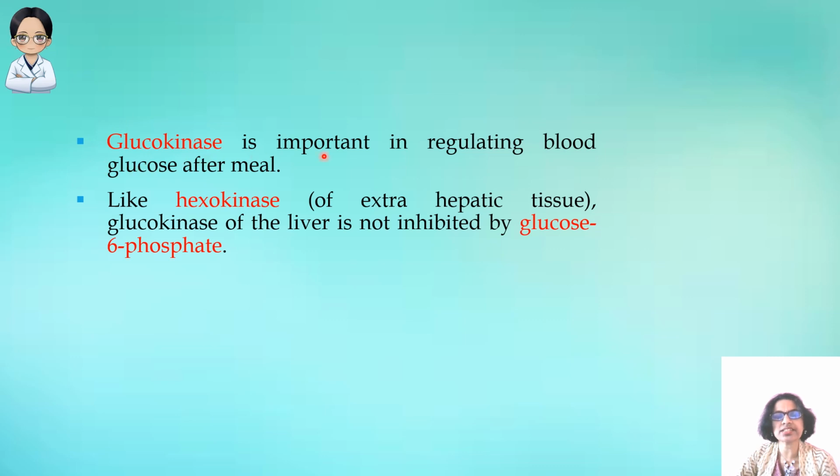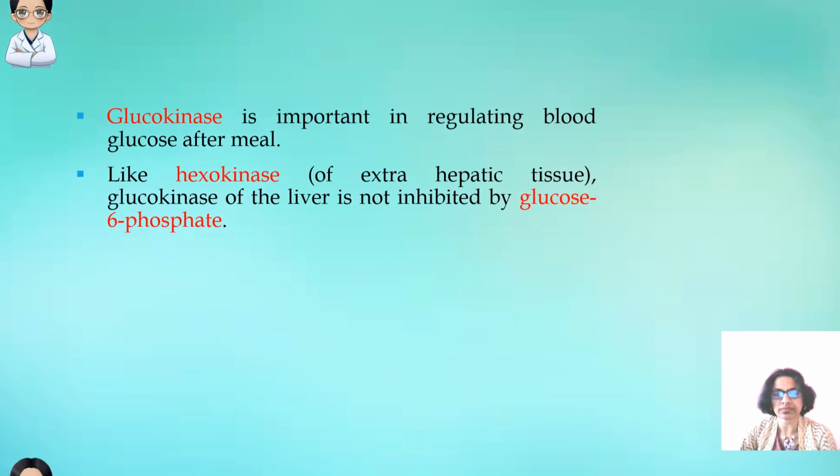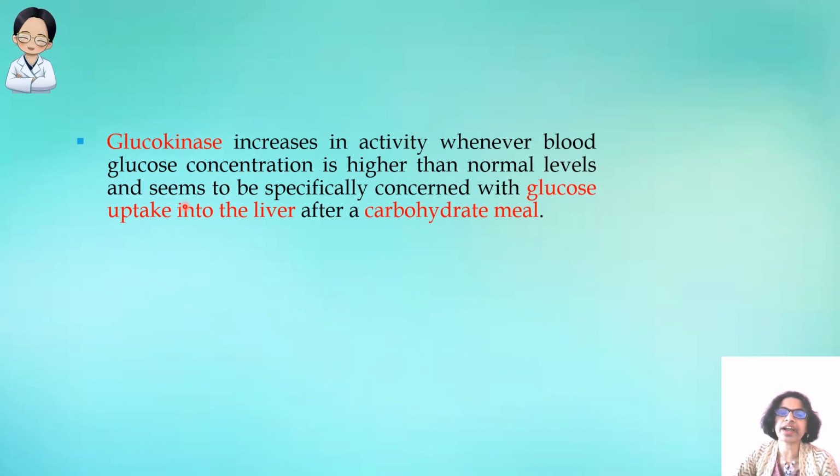Then this glucokinase is important in regulating blood glucose after a meal. So once the meal is completed, this glucokinase is important in regulating our blood glucose. Unlike hexokinase, which is of extrahepatic tissue, glucokinase of the liver is not inhibited by glucose 6-phosphate. Glucokinase increases in activity whenever blood glucose concentration is higher than normal levels and seems to be specifically concerned with glucose uptake into the liver after a carbohydrate meal.